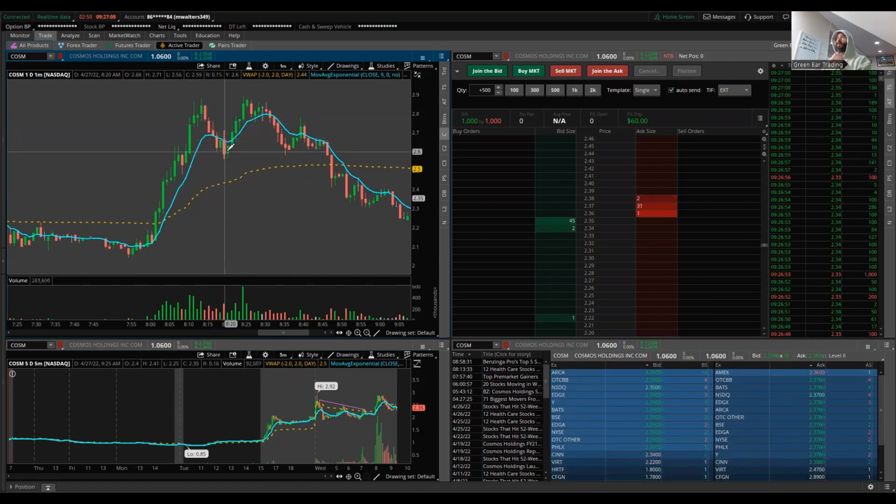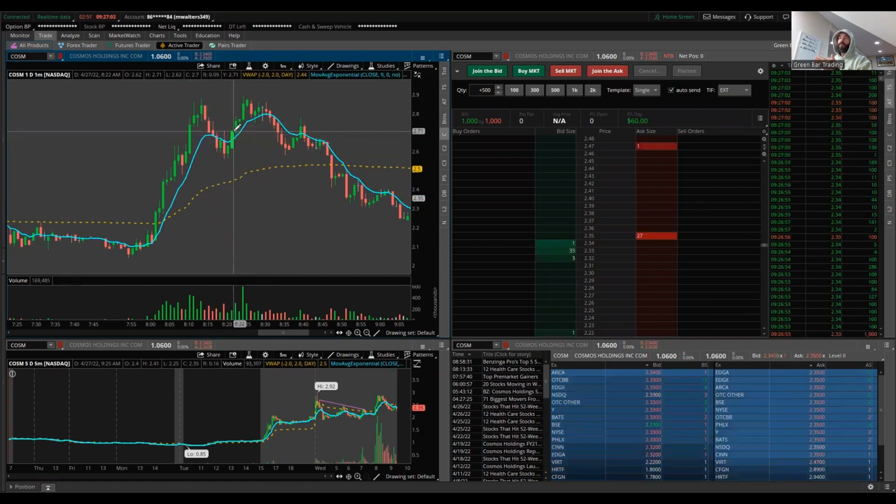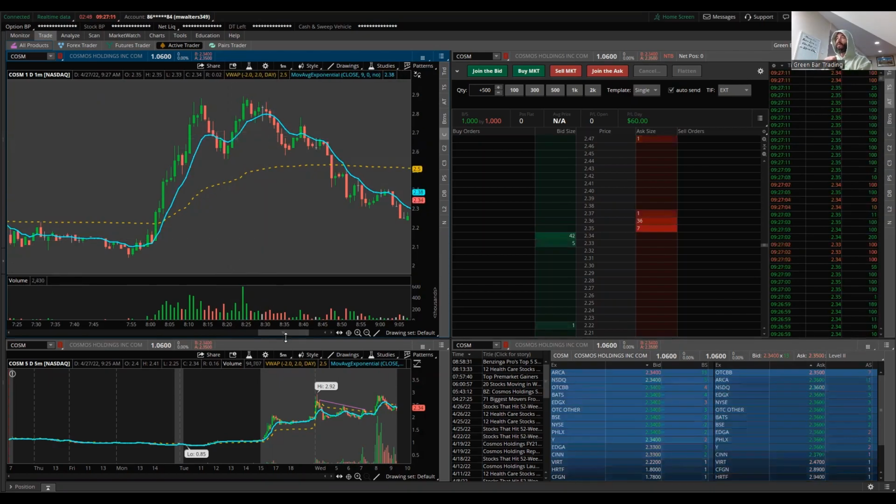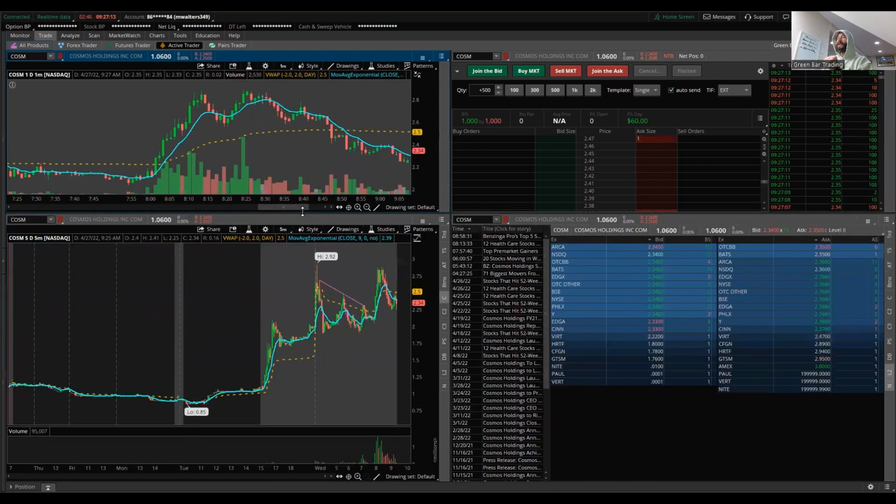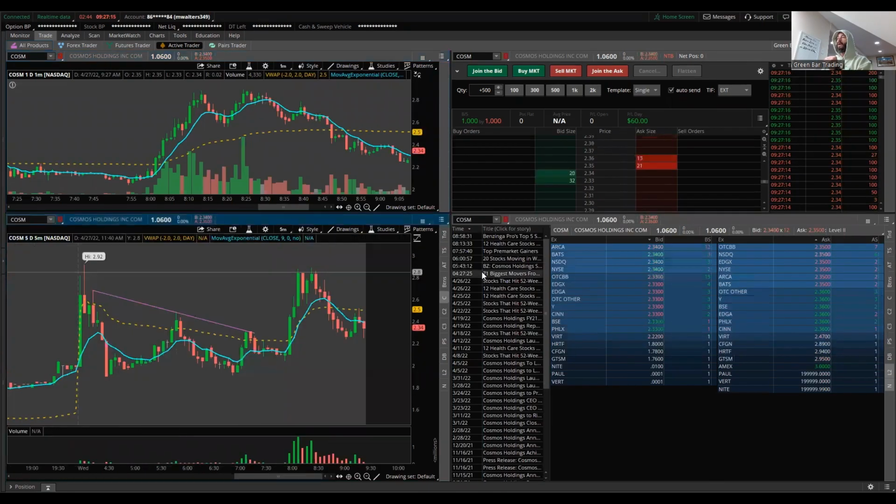So as we're pulling back, we're curling up. Now, this is super important. The reason why I got into my entry on COSM was because I was anticipating the first 5-minute candle to make a new high, okay?